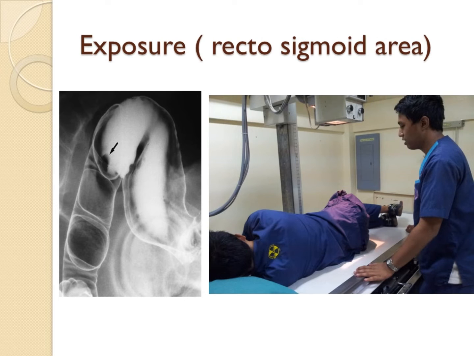After that, we have many exposures. One of them is the lateral position, in order to view the rectosigmoid area, and the central ray in that region should be directed at the level of 5 to 7 centimeters above the symphysis pubis, in order to see the rectosigmoid area.